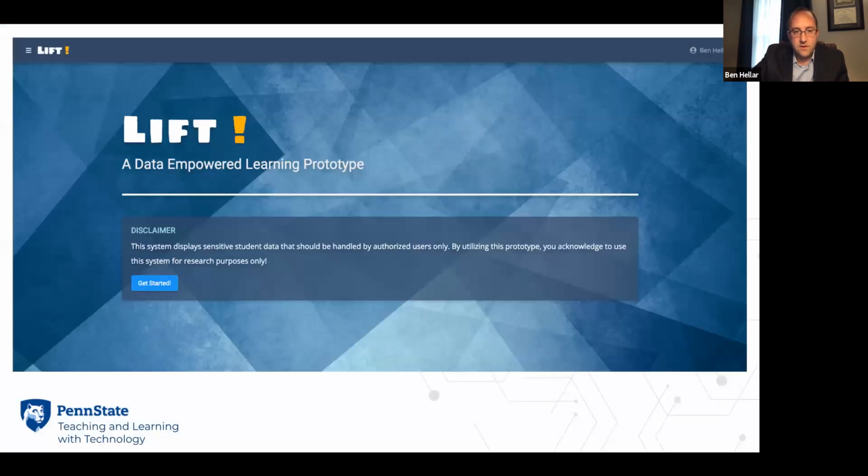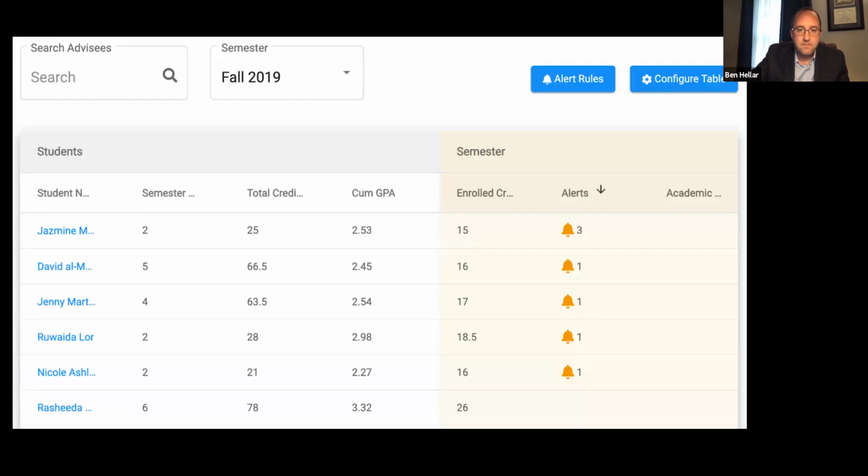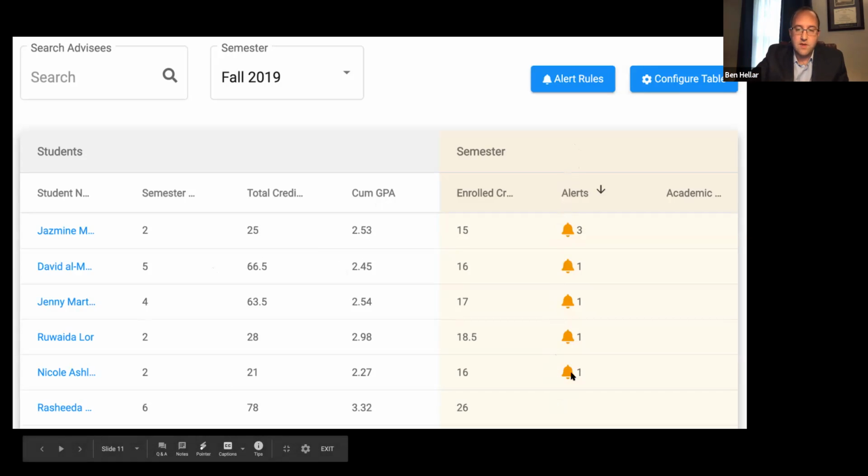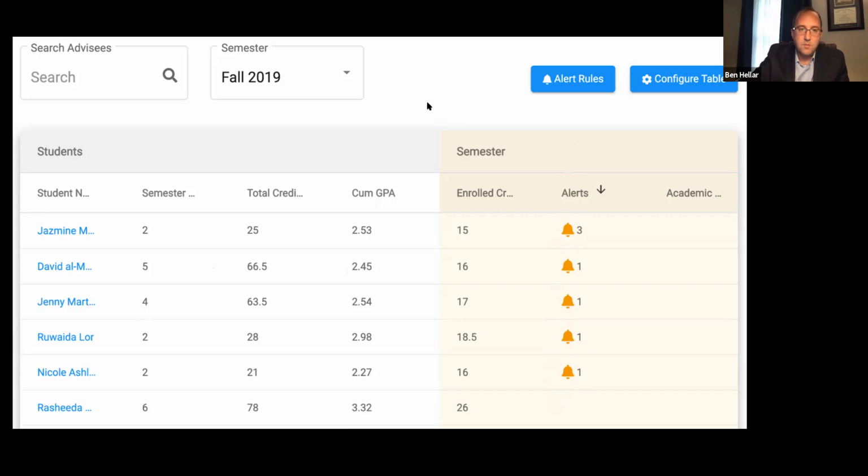So this is what the Lift interface looks like. You go to Lift and you can get started, and what you see, a little shrunk, is a list of students on the left-hand side, their semester credits, the number of total credits, their cumulative GPA. But more importantly, we can see for each specific student whether they are taking a course that semester where they have a potential alert, showing that one of the courses in their schedule has a low score for a low potential outcome.